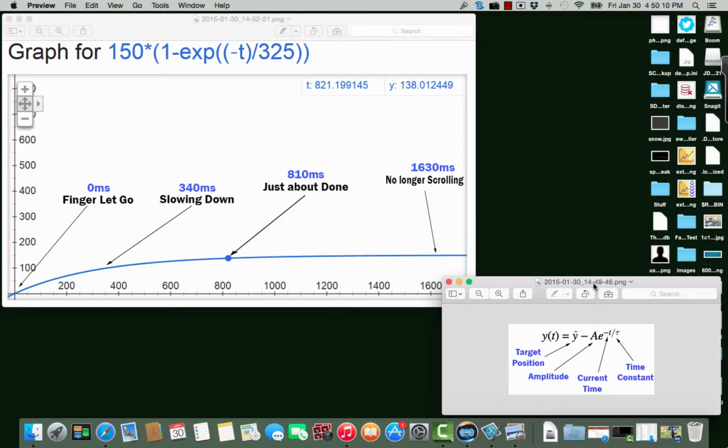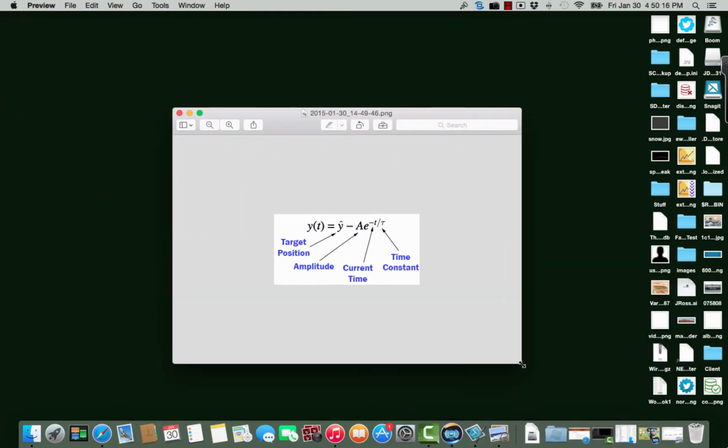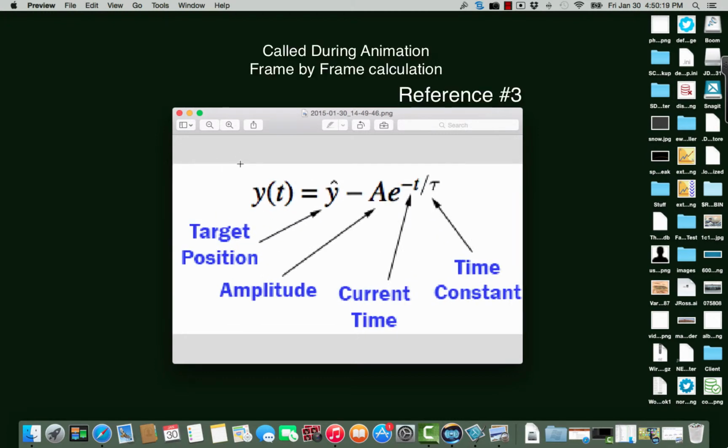Math-wise, we talked about where we're going to start on the screen and where we're going to go, and this helps us understand the physics behind it. The position at a given time is equal to the target position minus the amplitude times the exponential of the negative current time divided by the time constant. The time constant in this case is about 325 milliseconds. Most new phones use 325 because that's what Apple uses to get about 60 frames per second resolution to figure out how far you're actually moving your finger, so we're not making the screen jerk left and right as we're scrolling.